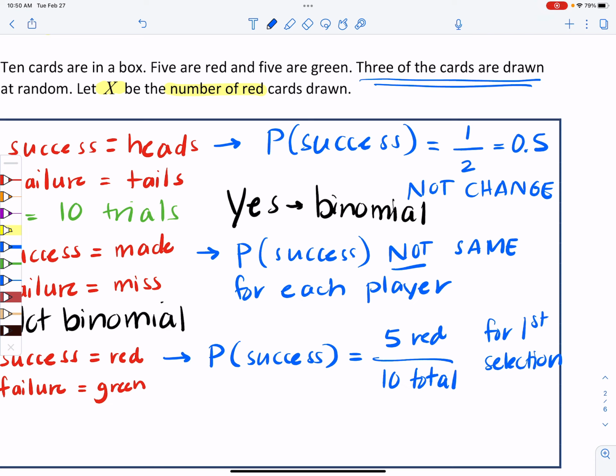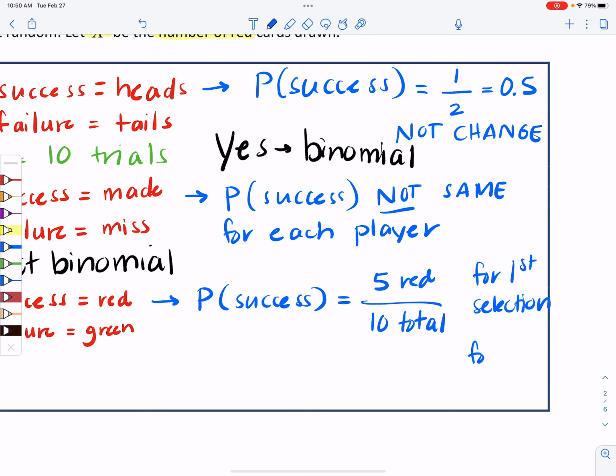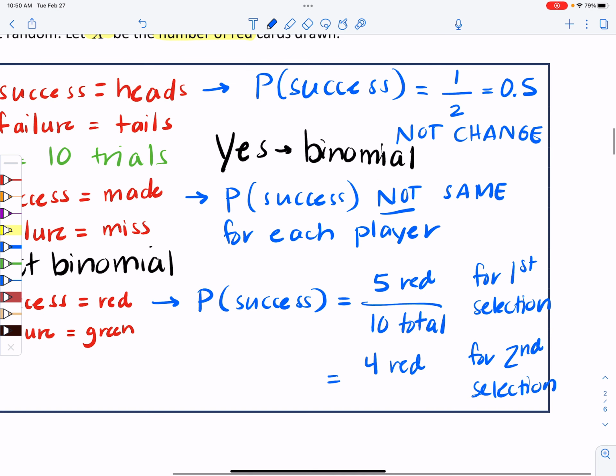But the key thing about binomial is you have to make sure that probability does not change. So now I'm going to think about the next trial, the second selection. In that case, if I want a red card, I have to remember that I've already chosen one, and that card is not in the box anymore. So for my second selection, I'm only looking at 4 red cards, and I only have 9 total to choose from.